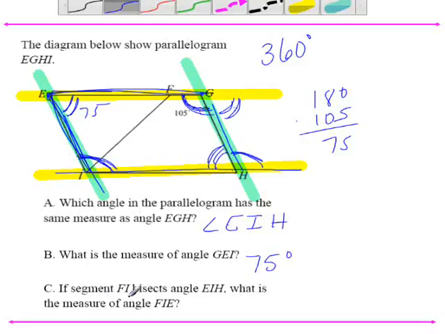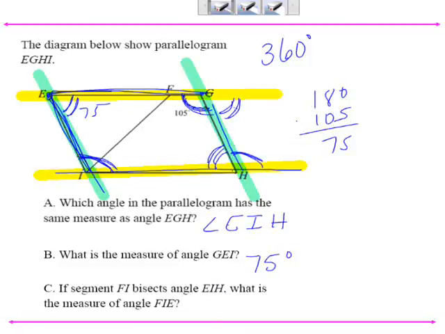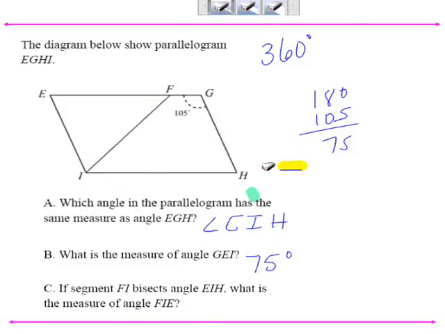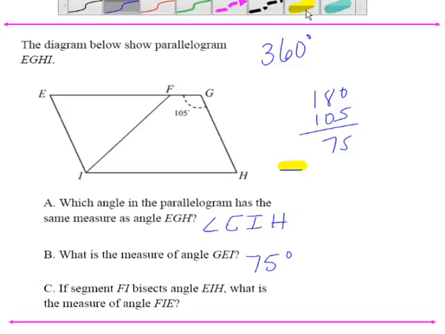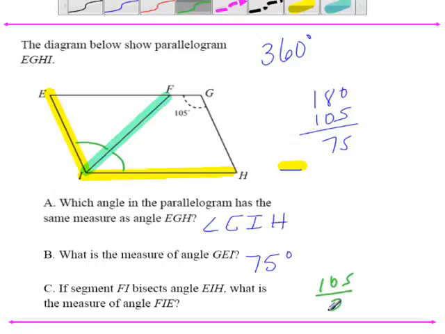Now they say if segment FI bisects angle EIH. So let's erase that and say here's angle EIH is this, and they're saying that this line segment bisects it, and what that means is this side is equal to this side. Well, we know the whole thing is 105, so we just do 105 divided by 2. It's going to be 52.5, so that would be the measure of angle FIE. This one right here would be 52.5.